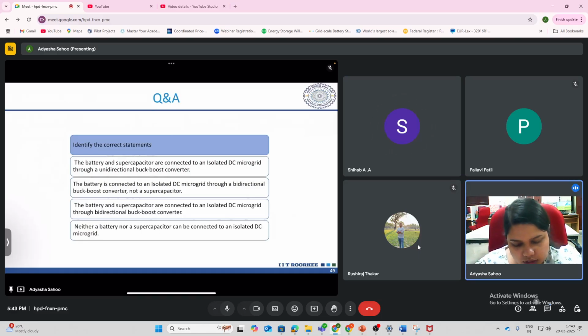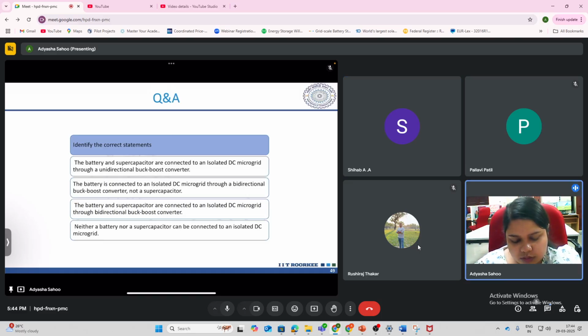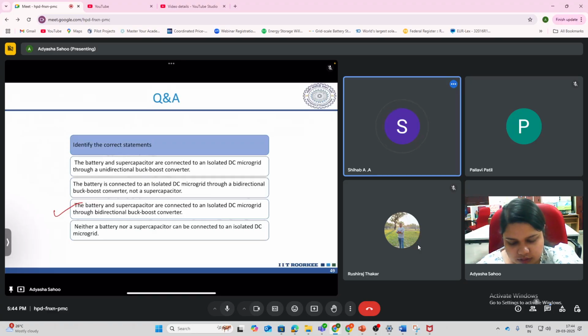Now regarding battery and supercapacitor, how are they connected to a DC microgrid? Whether with a buck boost converter, both of them are connected through the buck boost, right? So that is option C. Yes.